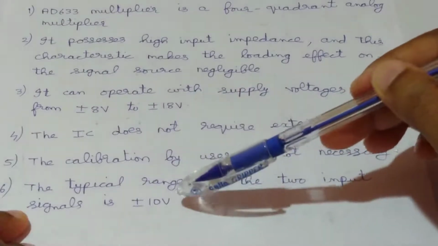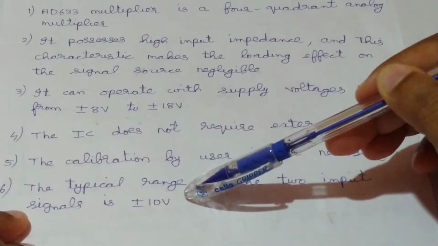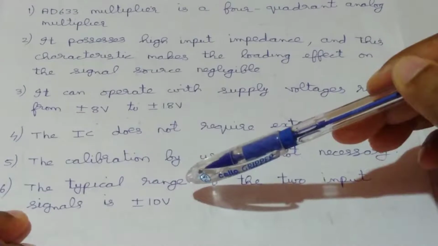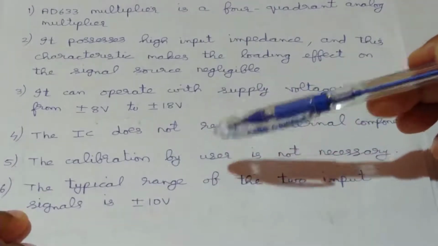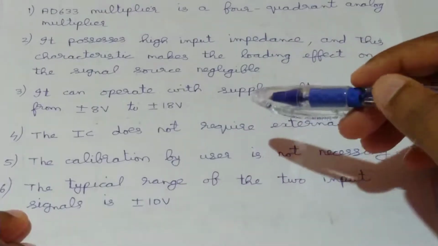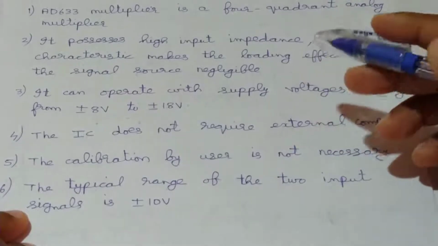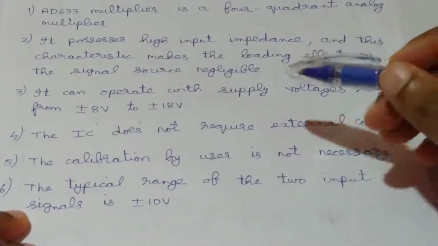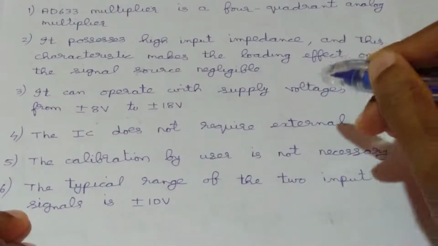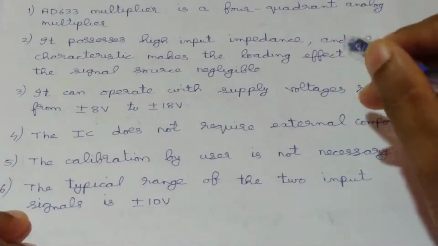Then consider peak input voltages are applied to this IC. That means Vx and Vy are 10 volts. Then the peak magnitude of output voltage is 10 into 10 divided by 10 volt, because Vx is 10, Vy is 10 and our scaling factor K is 1 by 10. Hence Vout will be 10 into 10 divided by 10, and that is equal to 10 volt. Thus it can be noted that as long as Vx is less than 10 and Vy is less than 10 volt, the multiplier output will not saturate.